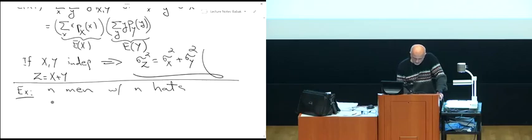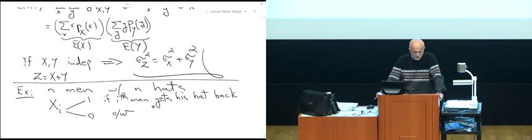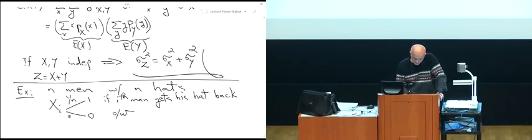So for that problem, we defined an indicator random variable, which is 1 if the ith man gets his hat back, otherwise it's zero. What was the probability on the one branch? 1 over n. And this is 1 minus 1 over n.